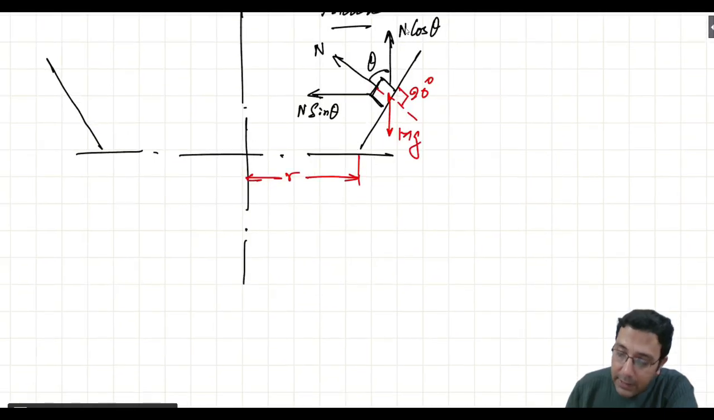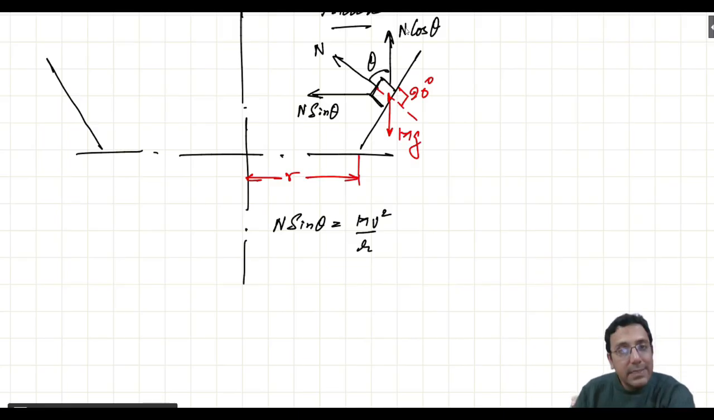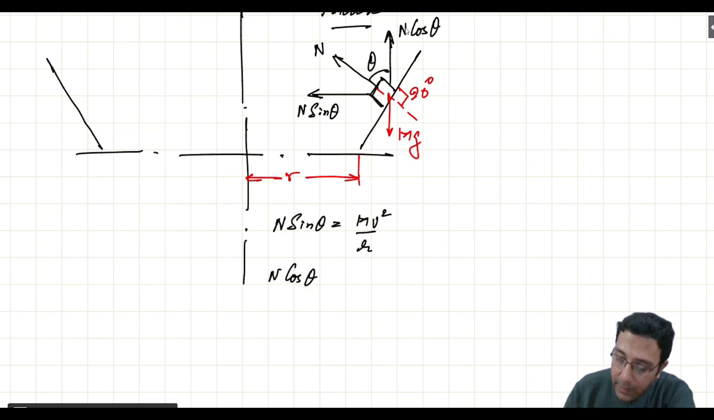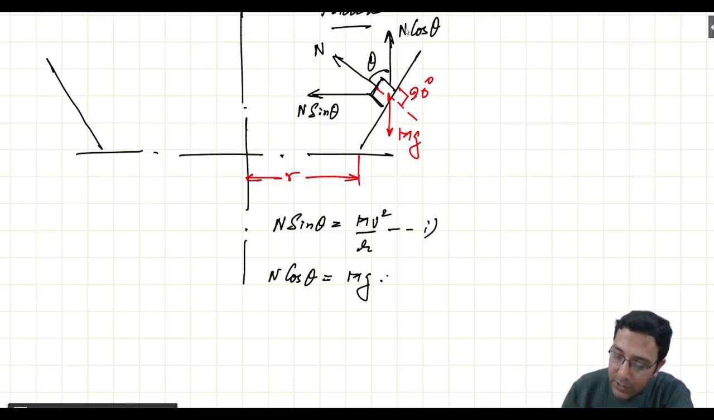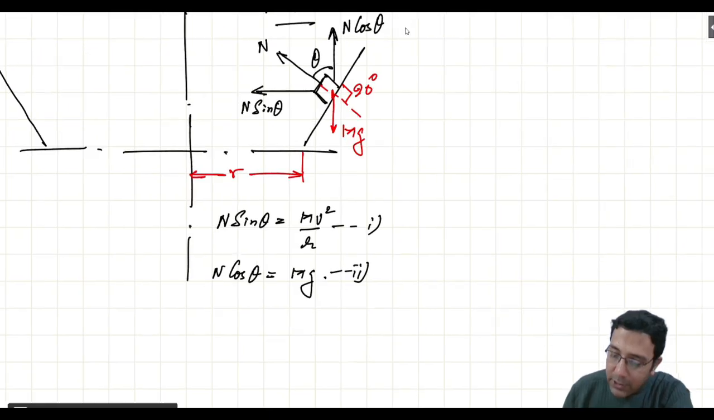So what I can write is n sin theta equals mv square by r, because this is the centripetal component of force. And n cos theta equals mg. I'm balancing mg with n cos theta in the vertical direction. So this is equation 1, and this is equation 2.